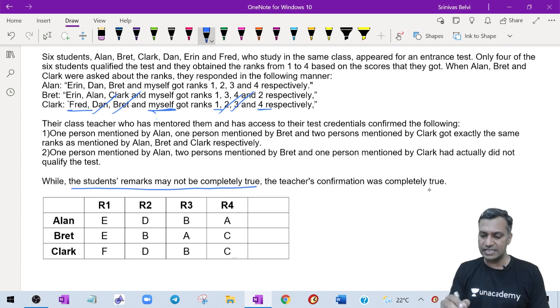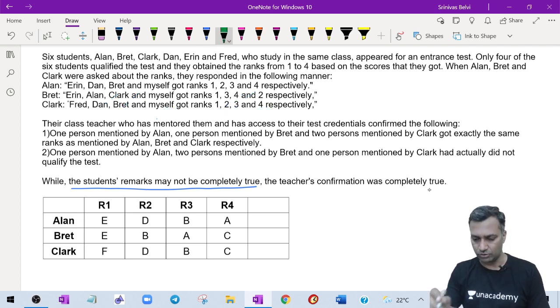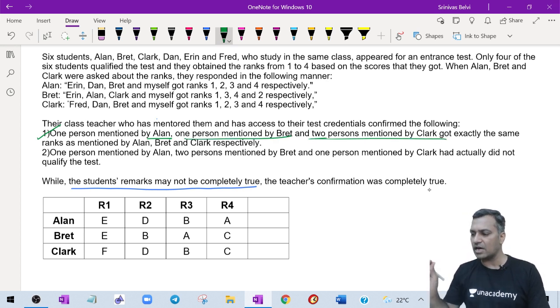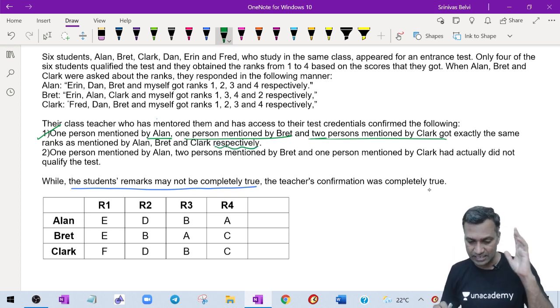Now, what is the teacher trying to say on this particular information? Let's try and figure it out. Let me go to the first statement. One person mentioned by Alan, one person mentioned by Brett, and two people mentioned by Clark got exactly the same rank as mentioned by them respectively. Which means what? They got exactly the same rank.